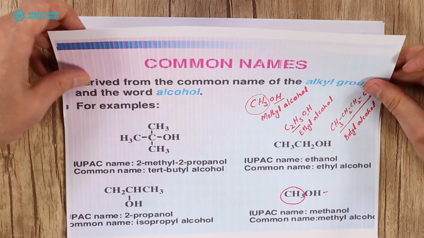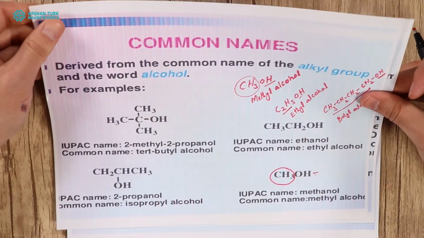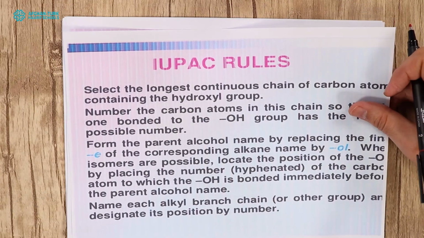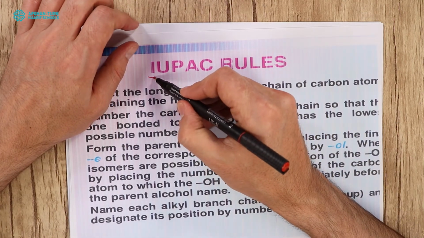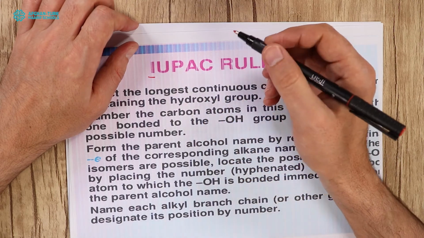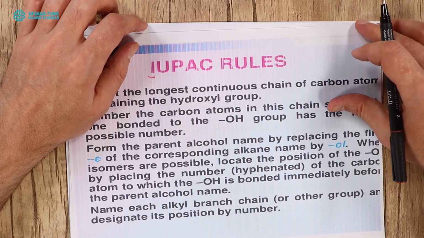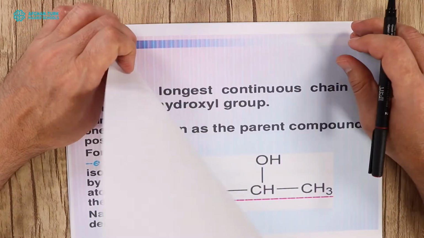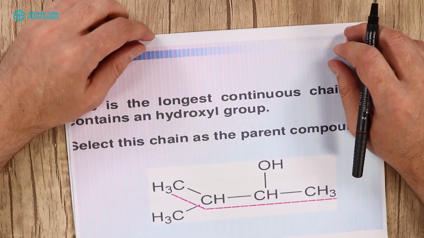Now we will talk about their IUPAC names. How can we give names to compounds according to IUPAC rules? You studied what IUPAC means: International Union of Pure and Applied Chemistry. According to those rules, how can we give the name to alcohol family member compounds? Look here, there are some rules.